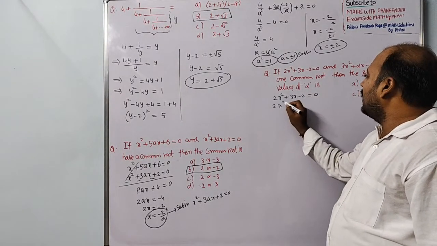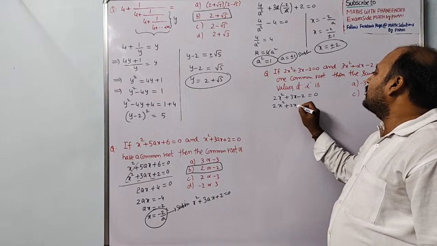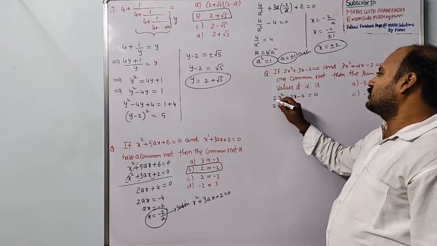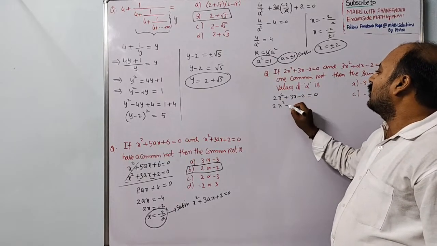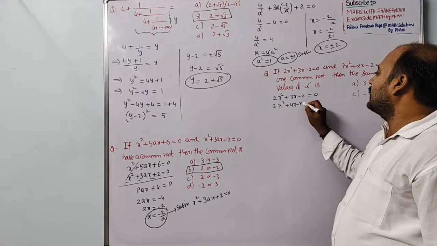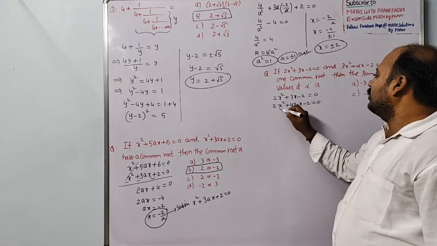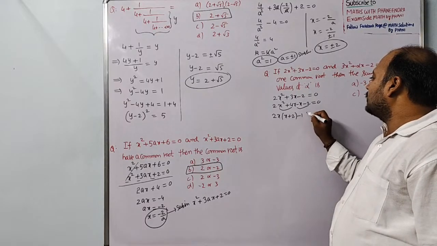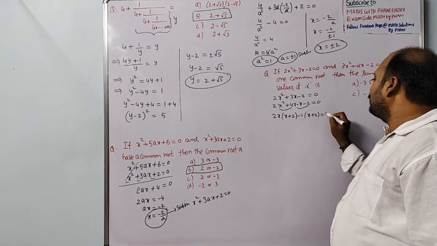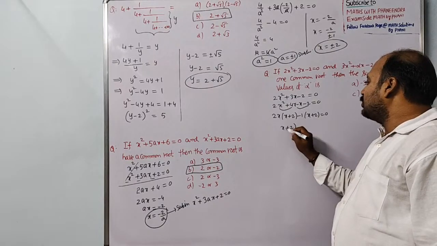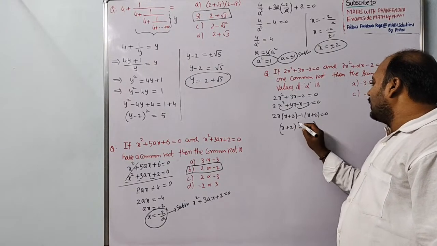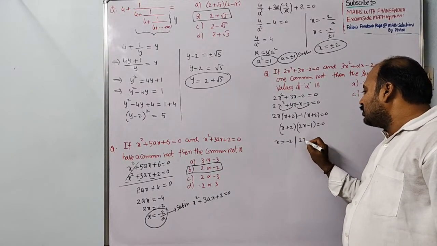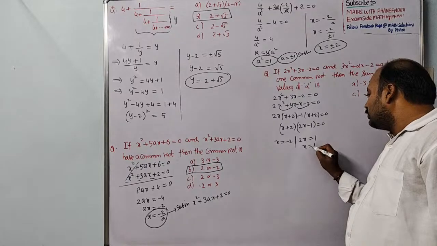So 2x² + 3x can be written as 2x² + 4x − x − 2 = 0. So 2x(x + 2) − 1(x + 2) = 0. (x + 2)(2x − 1) = 0. So x = −2, and 2x = 1, x = 1/2.